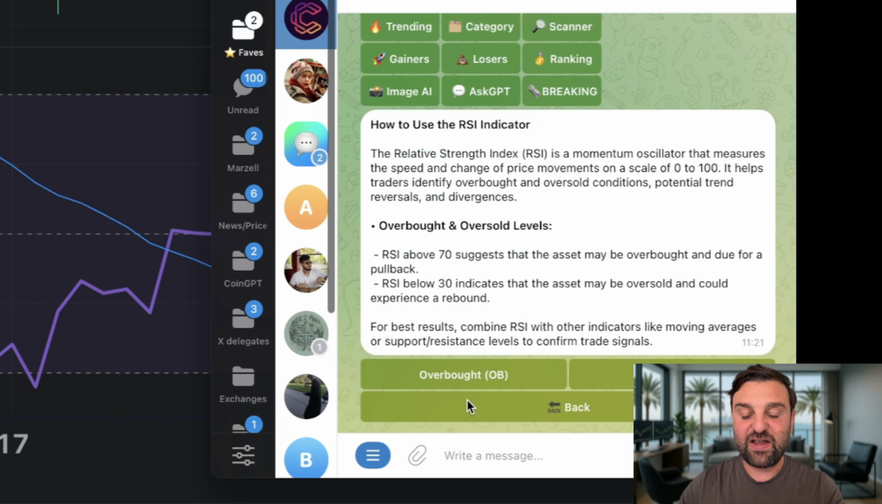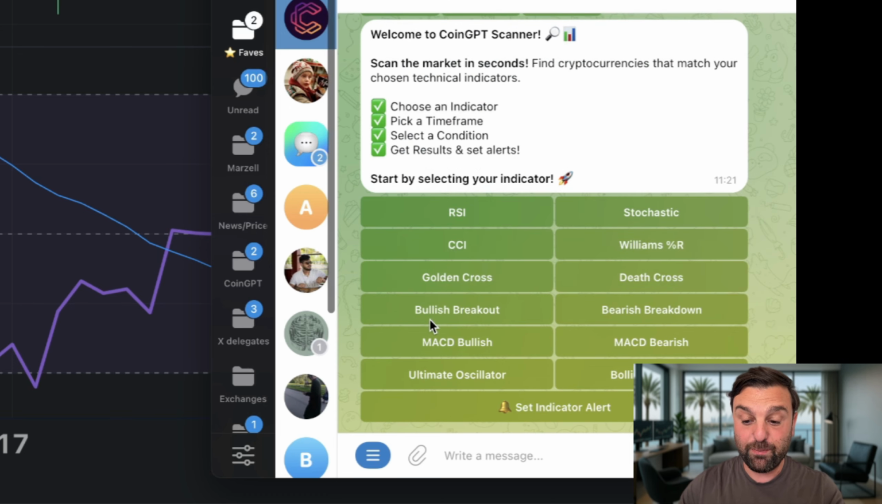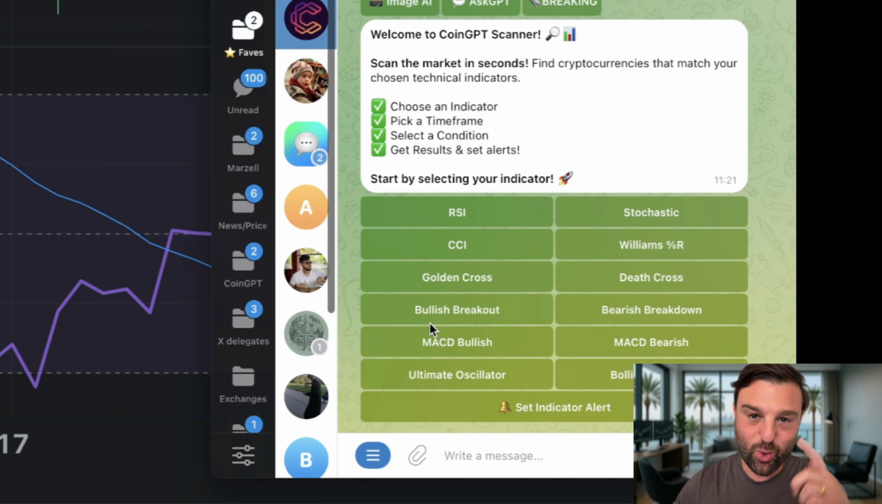There are many other indicators as well, like bullish breakout, which is more similar to what we looked at with the 20-day overtaking the 50-day, golden cross, and so forth. So I suggest checking out CoinGPT as well. It's amazing for beginners, and it's even great for intermediate to more advanced traders too.